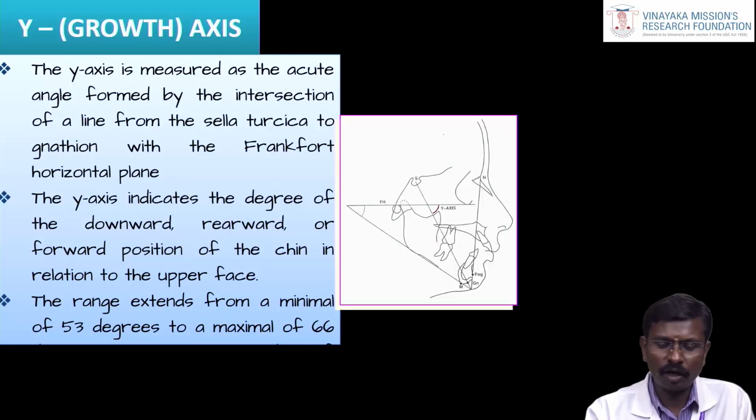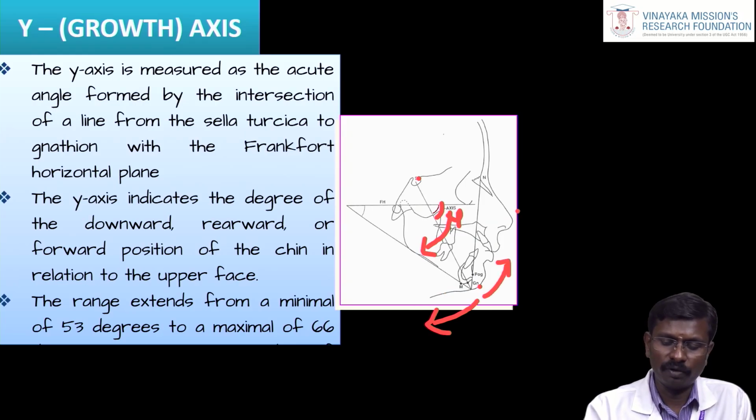The Y-axis is the line joining Gnathion to Sella, and the line intersects the Frankfurt horizontal plane. This inner angle we have to take, this one. This is called the Y-axis or the growth axis. This Y-axis represents the degree of downward, rearward or forward position of the chin in relation to the upper face. So just imagine if this angle is increased, this shows the backward or rearward rotation of the mandible. If it is less, this shows forward and upward rotation or position of the mandible.